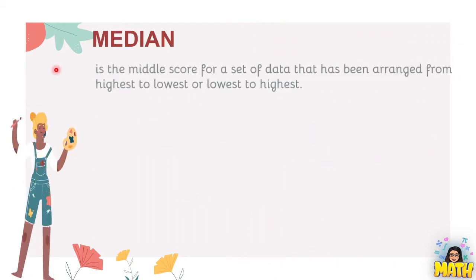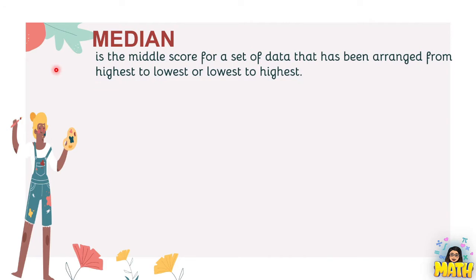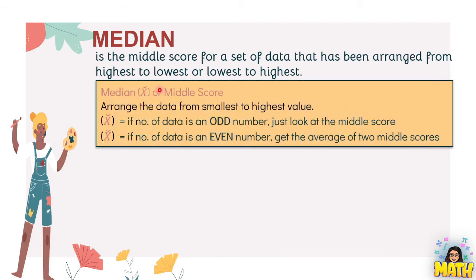Next, we have the median. This is the middle score for a set of data that has been arranged from highest to lowest or lowest to highest. The symbol for the median is this. So the median is simply the middle score once we have arranged it in ascending or descending order. In finding for the median, it is important to note kung ilan nga ba ang ating data. If the number of data is an odd number, just like 5, 7, 9, 25, 55, we simply just need to arrange that from smallest to highest and look at the middle score.